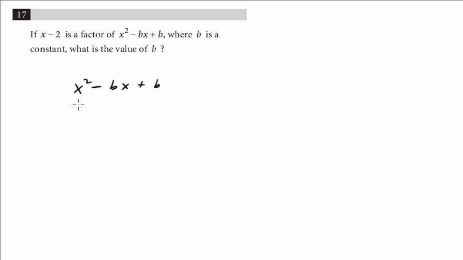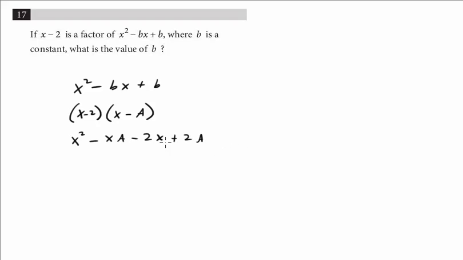And so one of the factors we know is x minus 2. That's given. The other one we know is x, because we have x squared, and this b is positive, and so if this is negative, we know that this term here was negative. So let's just call this term a. Again, these are equivalent equations we have to solve for b. So then let's multiply this out. We get x squared, and then we get minus xa minus 2x plus 2a.